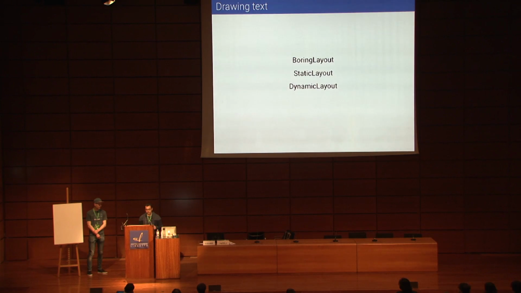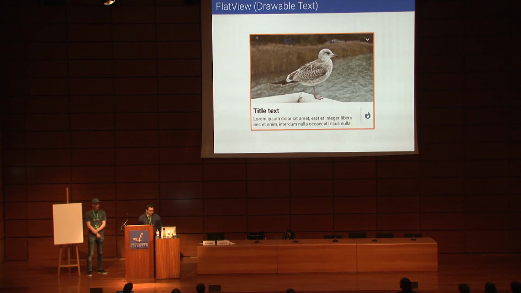Static layout is normal text, really. So it supports everything, multi-line, and it's what you want to use when you have a text that does not change. So like text view uses either boring or static layout, depending on what it has to render. Dynamic layout is something that we won't really cover a lot in this talk, and it's what you use if you actually want to draw editable text. And it has a lot of stuff actually to support that.